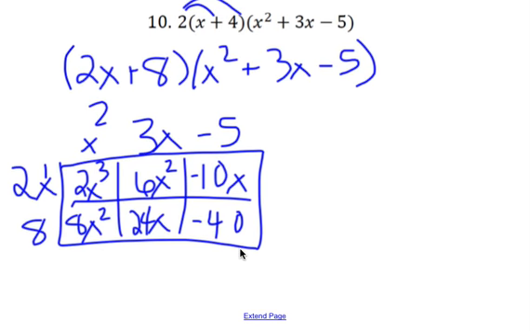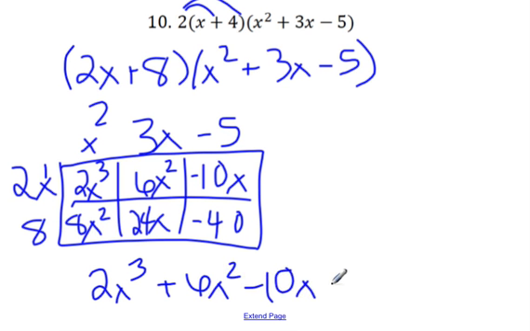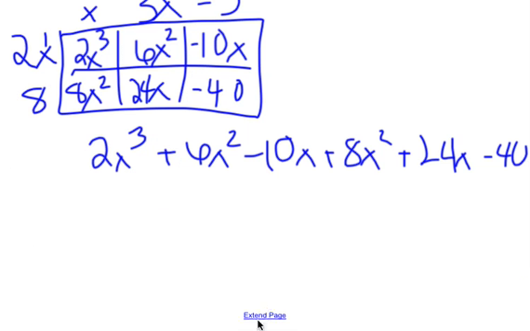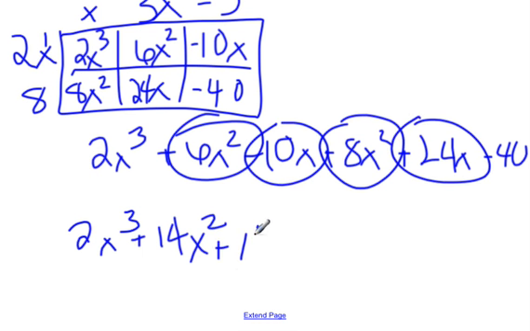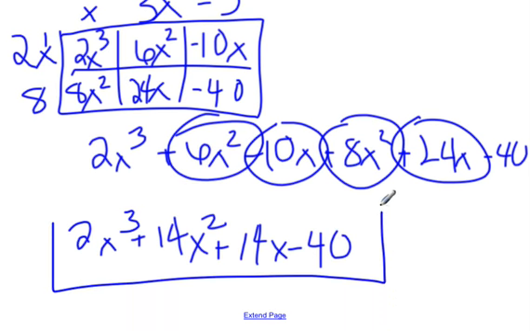So let's go ahead and write out all of those terms. So we have 2x cubed plus 6x squared minus 10x plus 8x squared plus 24x minus 40. So now I want to combine some like terms. So I'm going to have 2x cubed out on top. Then I need to take 6x squared plus 8x squared, and that's going to give us 14x squared. And then I'm going to take negative 10x plus 24x, and that's going to give me a positive 14x. Again, notice that when I'm combining those, I'm not adding the exponents. Last but not least, you have minus 40. So that right there is your final answer for number 10.